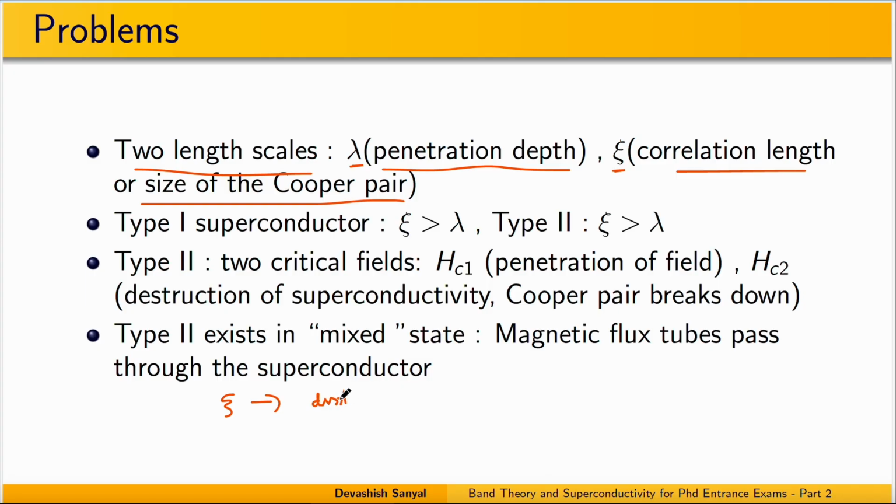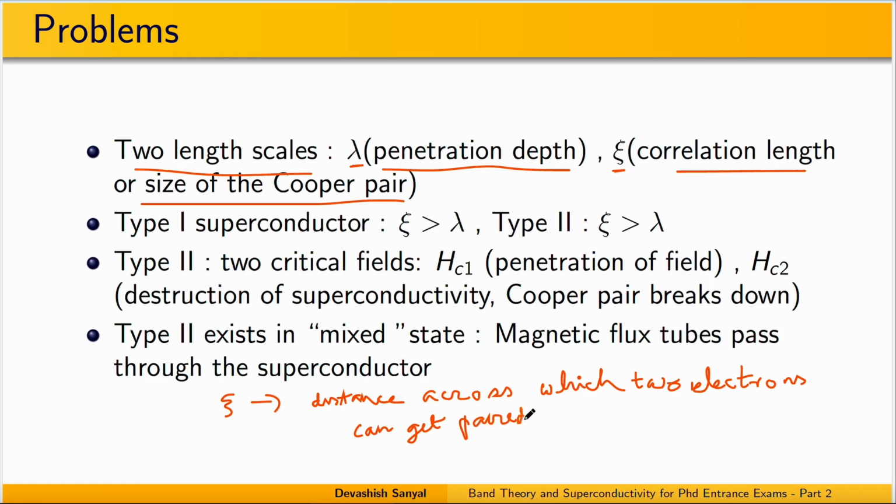So what psi gives is the distance across which two electrons can get paired, or form Cooper pairs. So these are the two, lambda and psi.